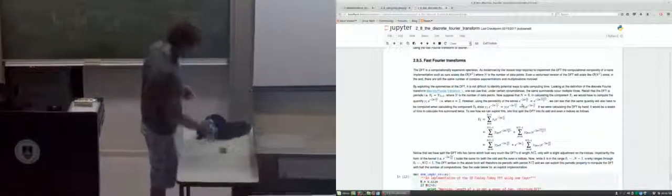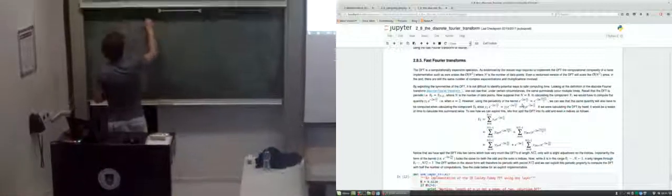Right? So how does NumPy do that? Well, by using the fast Fourier transform. Okay, and here I'm going to show you one layer of the fast Fourier transform. Basically, it comes from the fact that the Fourier transform is periodic.